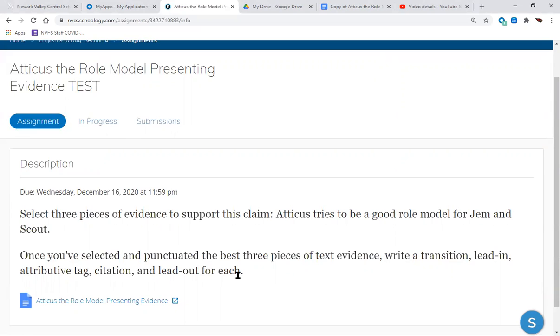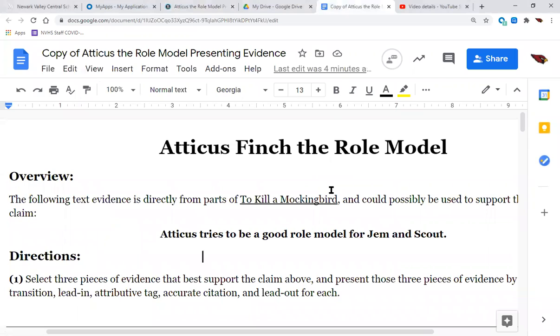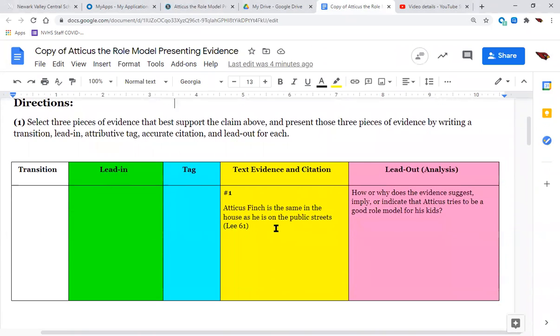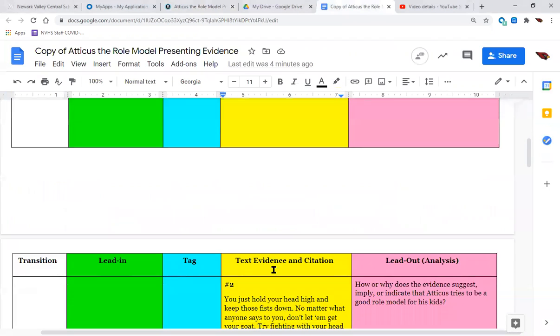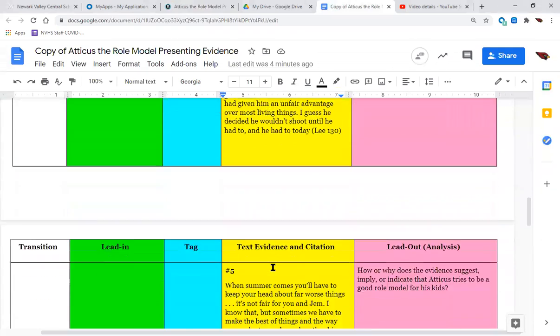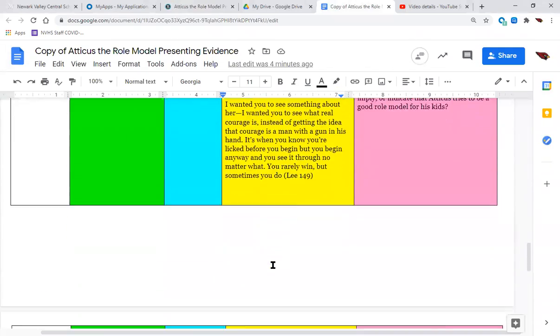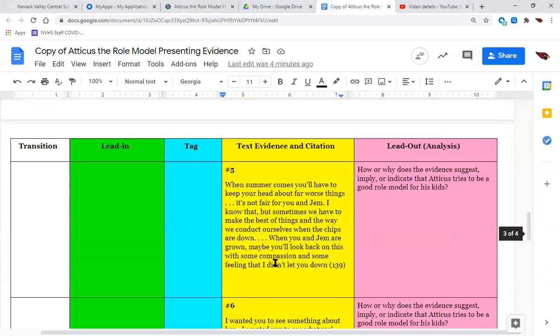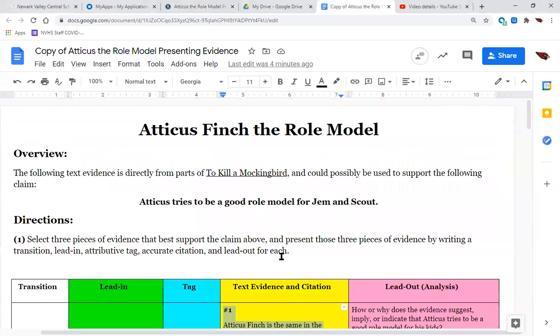To get into the assignment, you click on this. It's going to open up in a document that essentially looks like this. And what you get is, let me zoom out just a touch so you can see the whole thing. You end up getting 8 pieces of evidence to choose from. You can see they're even numbered. And you're being asked to choose what you think are the best 3 pieces of text evidence. So that means 5 are not even going to be used.